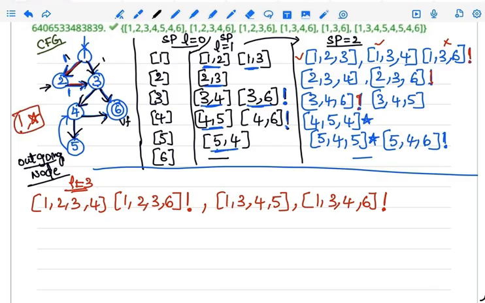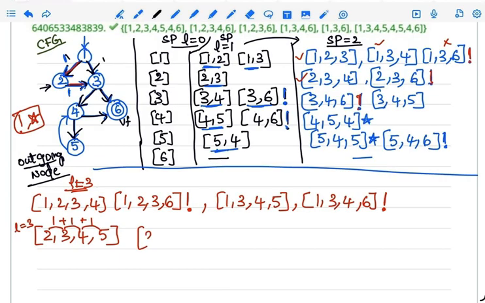So 2, 3, 4: you can extend 2, 3, 4 to the next node. 2, 3, 4, 5, right? This is length 3. So 2 to 3 is length 1, 3 to 4 is length 1, 4 to 5 is length 1. Total length equals 3, right? Okay.